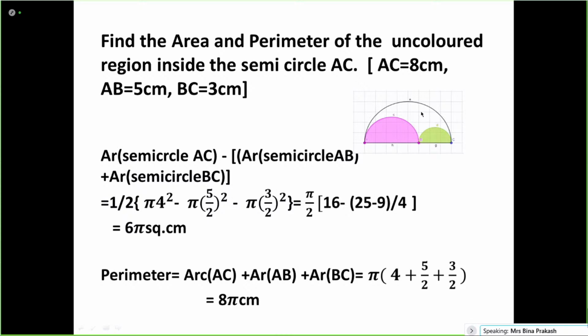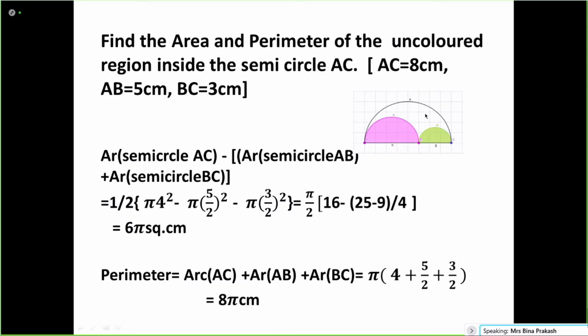That is, a bigger semicircle has two semicircles inserted in it. So you find that there are two colored regions and then one non-colored. It's a plain region that we have. So the question says you have to find the area of this uncolored region. जो region बचा है इसका area निकालो.